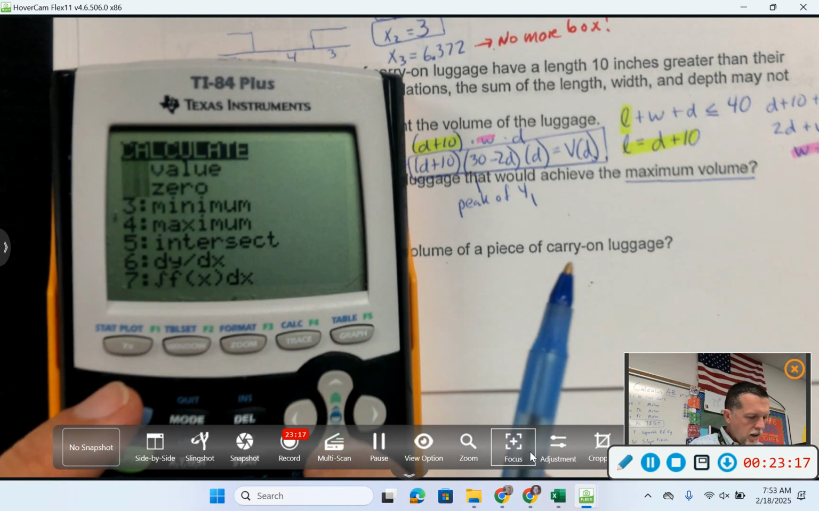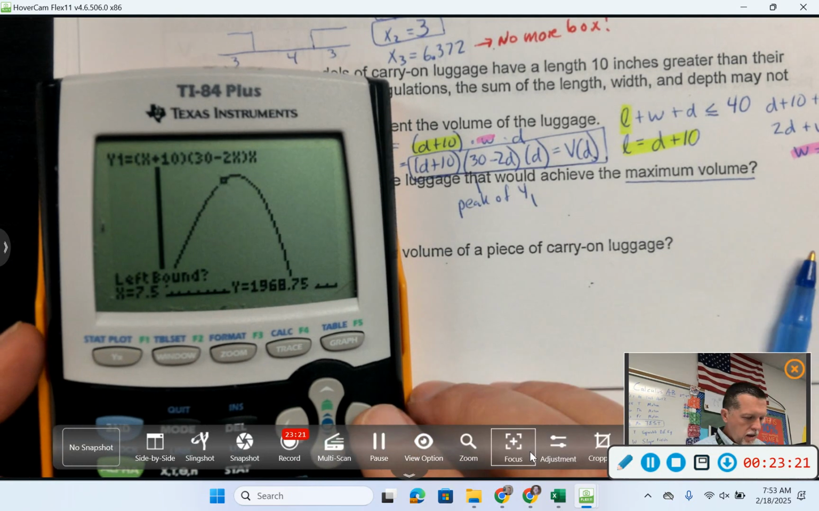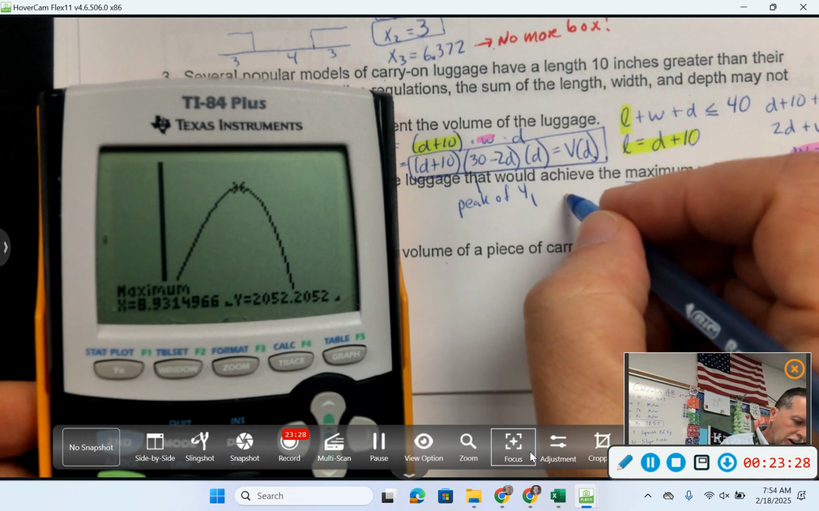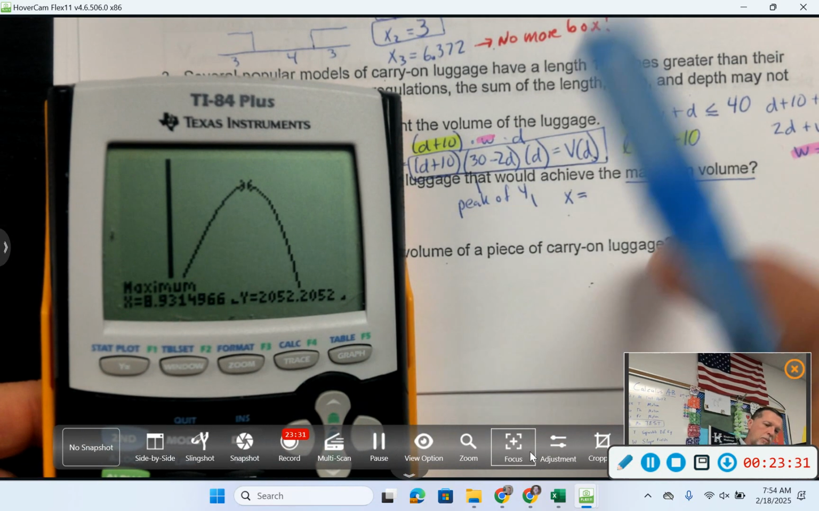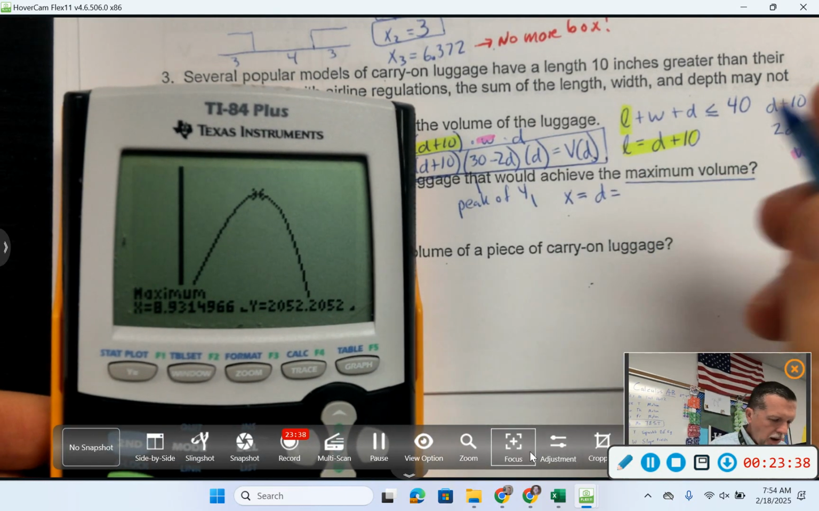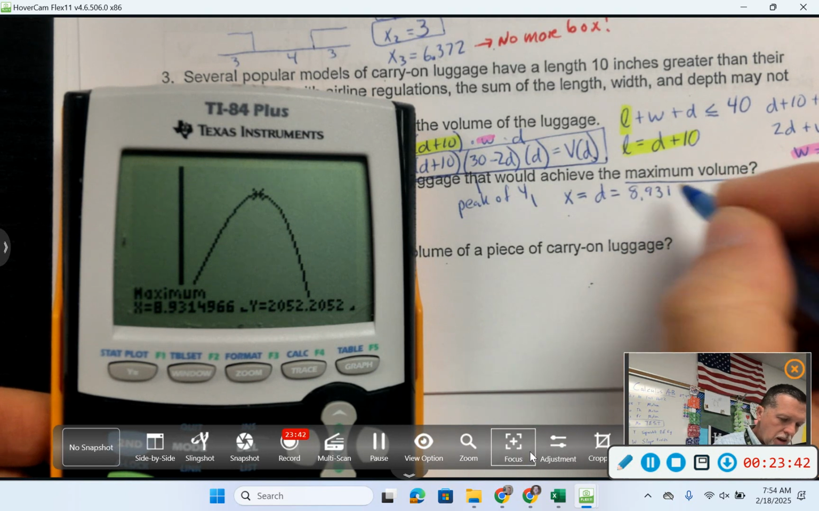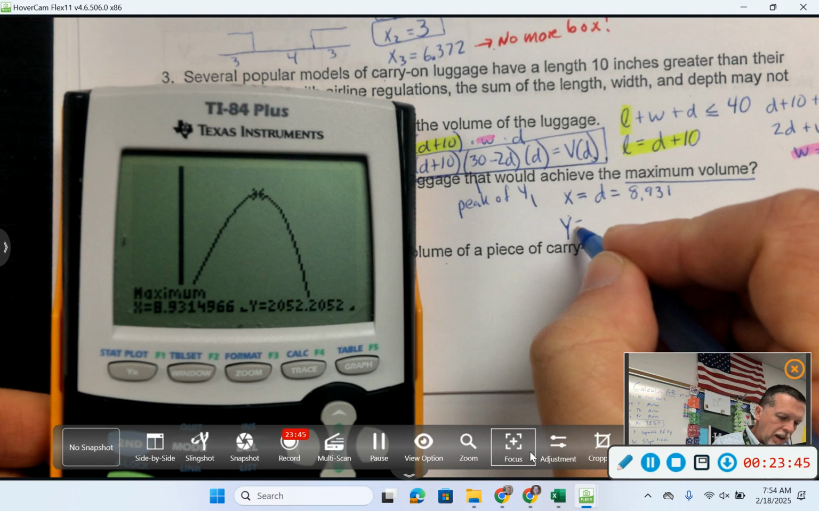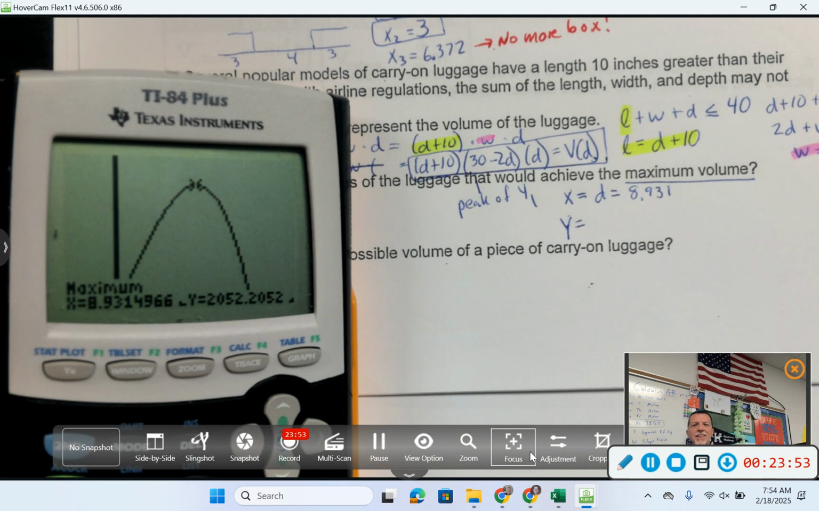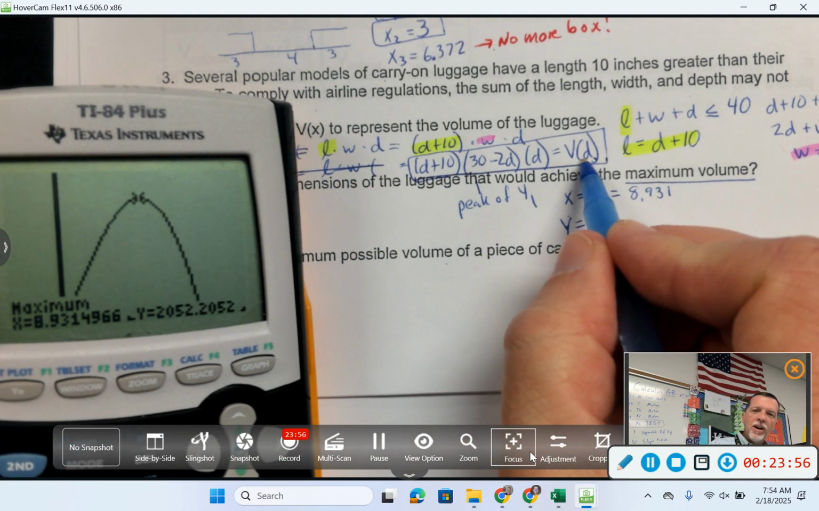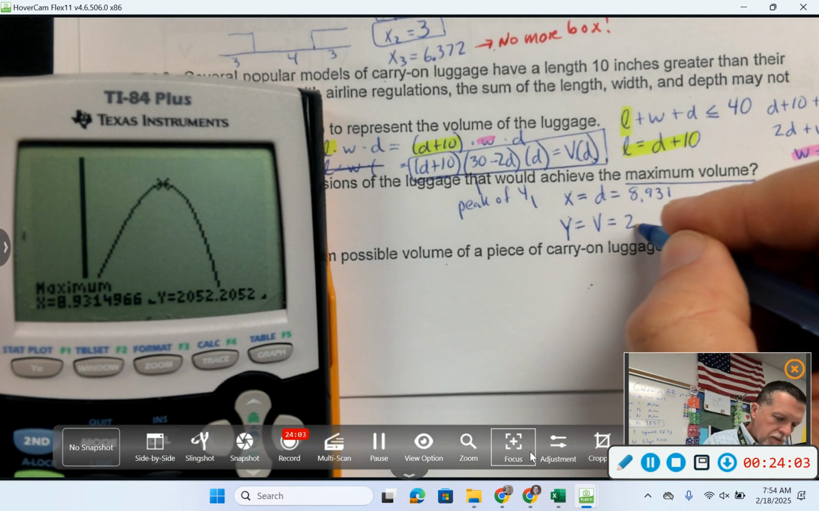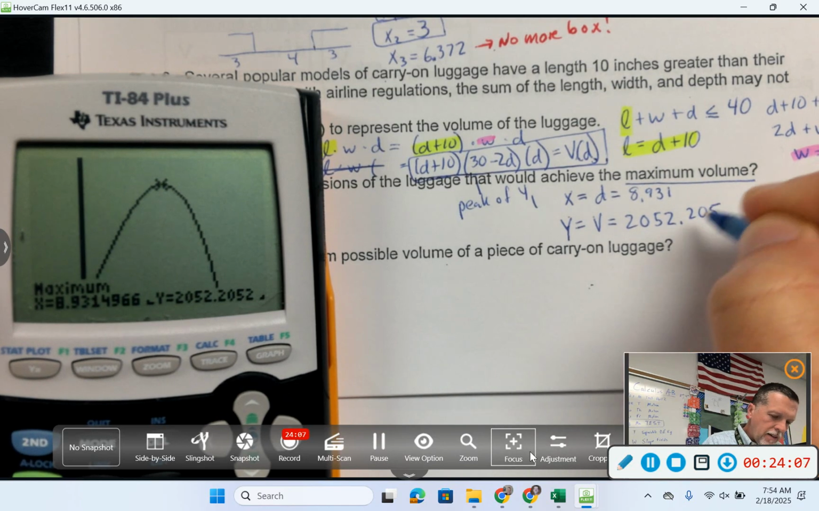So second calc. This time we want to find the maximum. Left bound, right bound, guess. Now let's be careful here. What does x in my calculator represent in my problem on paper? Yeah, so x is d. That's 8.931. And what did y represent? Y in my calculator is what in my problem? I don't even know. This is what we put in for y1. That's the volume. So y is the volume. 2052.205.